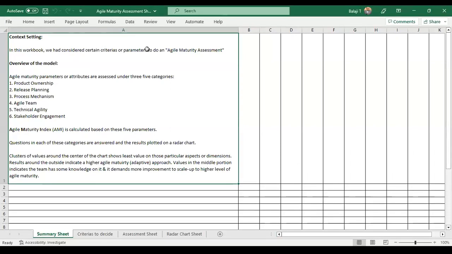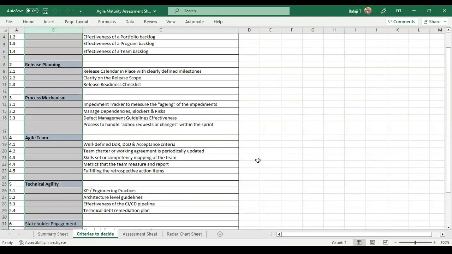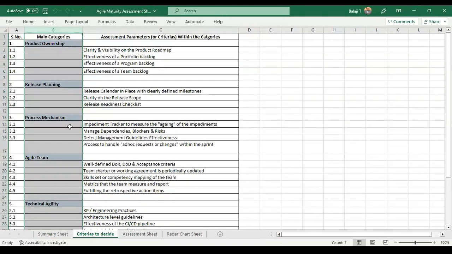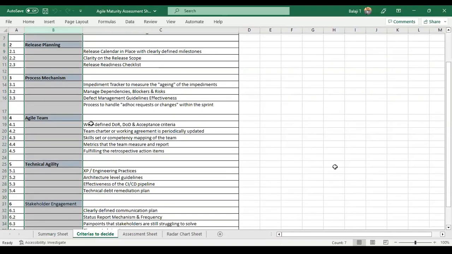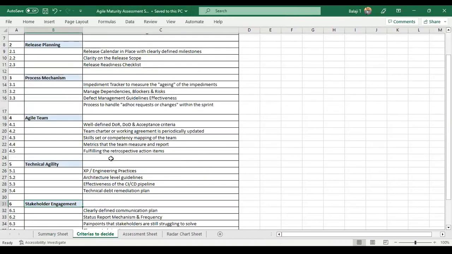So, in an agile maturity assessment, I have called out the criteria here. First of all, what are all the criteria? Product ownership, release planning, process mechanism, agile team, technical agility, followed by stakeholder engagement. I called out the criteria.